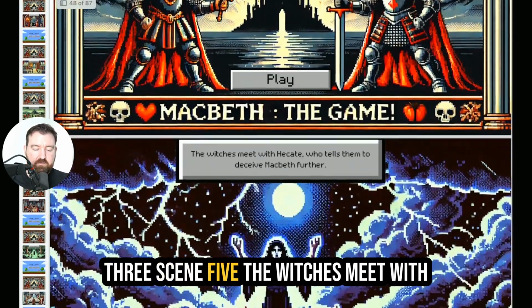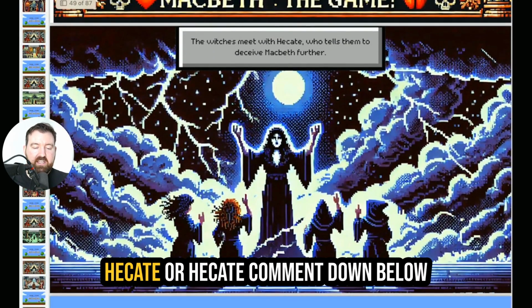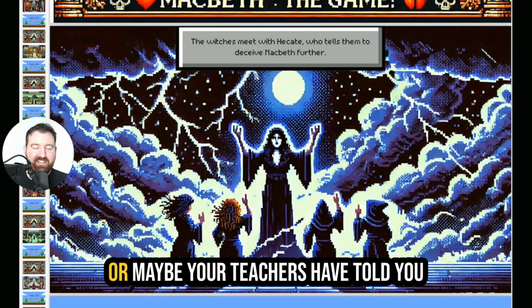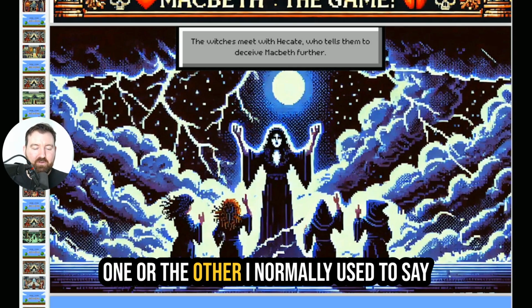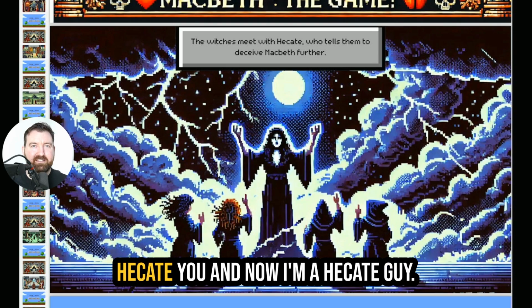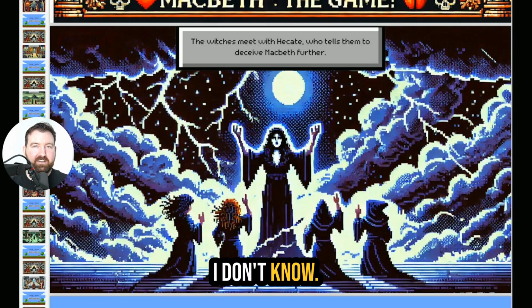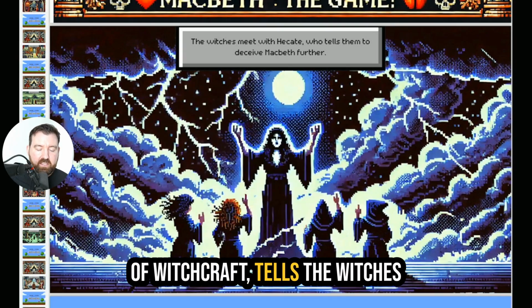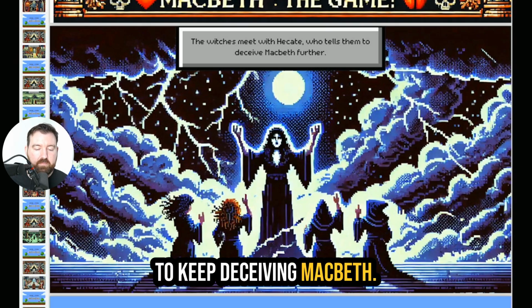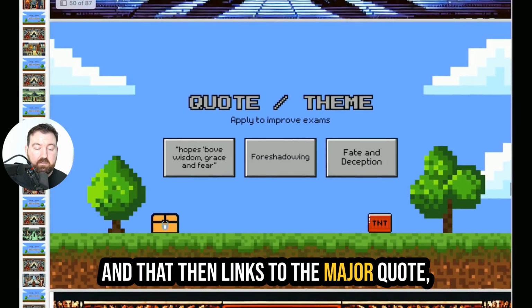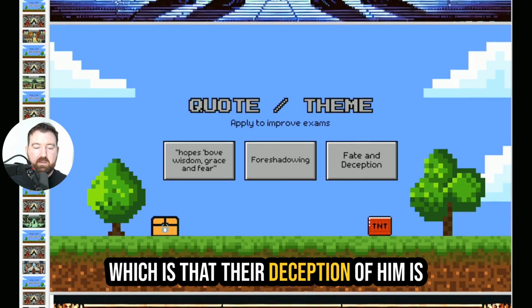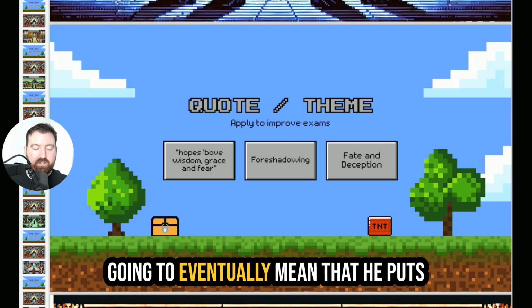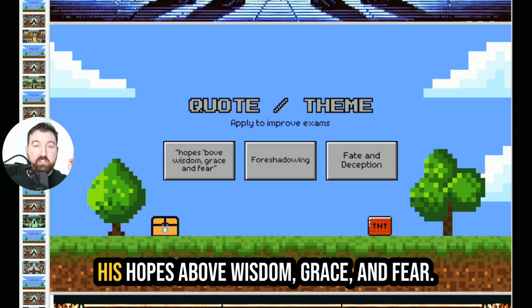Act 3, Scene 5. The witches meet with Hecate. Comment down below whether you would pronounce it Hecate or Hecate, or maybe your teachers have told you one or the other. I normally used to say Hecate, and now I'm Hecate guy. I don't know. Anyway, Hecate, who is the goddess of witchcraft, tells the witches to keep deceiving Macbeth. And that then links to the major quote, which is that their deception of him is going to eventually mean that he puts his hopes above wisdom, grace, and fear.